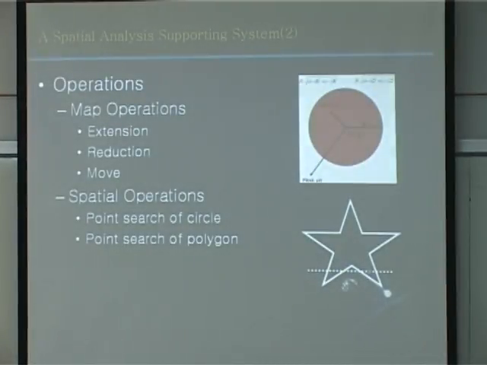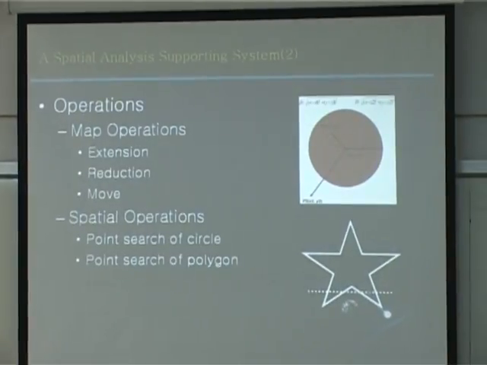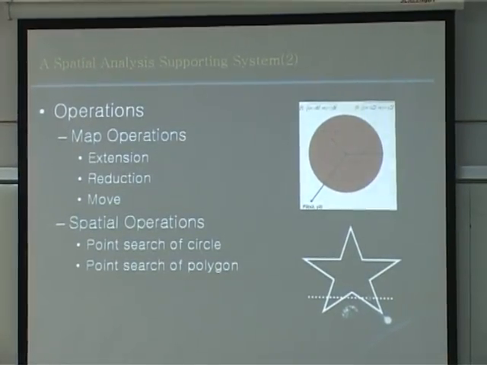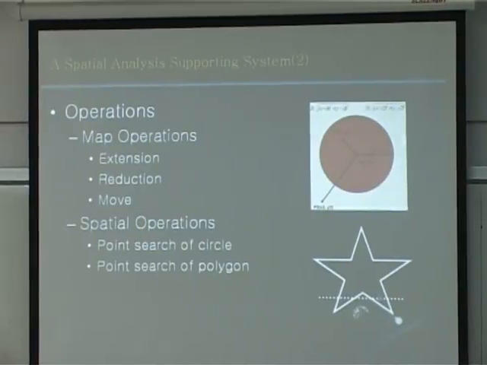And our systems support two kinds of operations. The first is web operation, and the second is spatial controlled operations. Web operations have three kinds of work: extension, reduction, or object moving. And the second operations divide into two operations. First, point search over circle, and the second operation is polygonal searches.